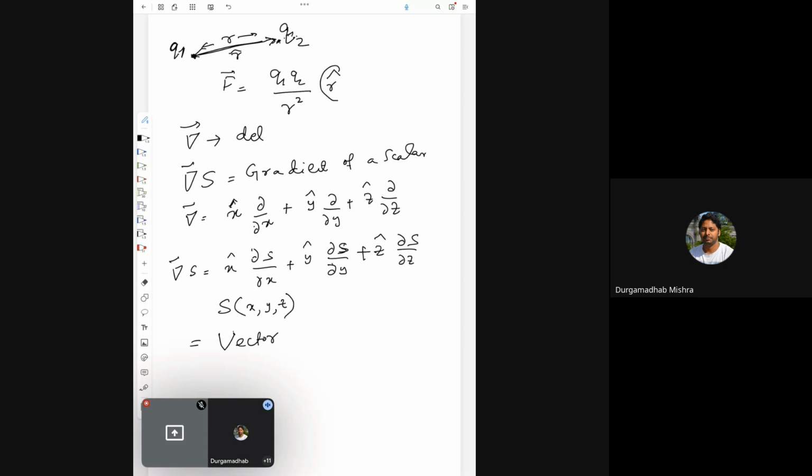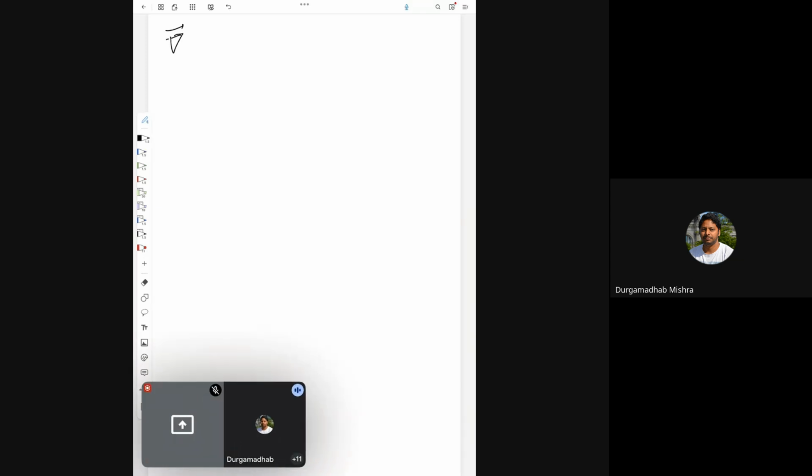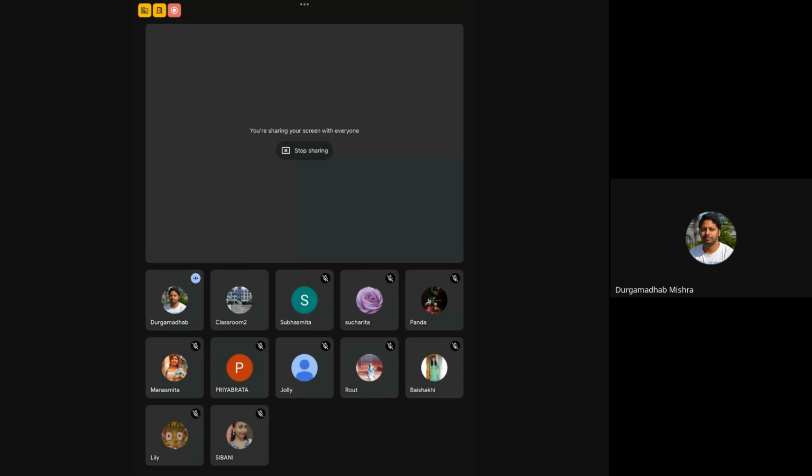There are some other identities associated with this operation, which you will find in other mathematical physics books or in a standard book on electromagnetic theory. Then there is another operation: this del being a vector operator, I can also operate it on a vector.